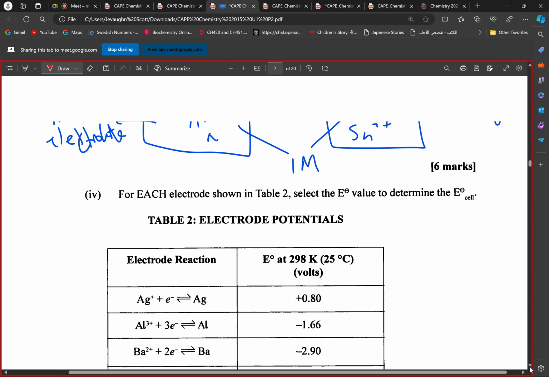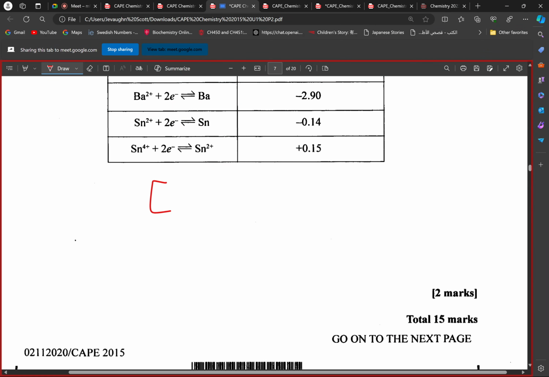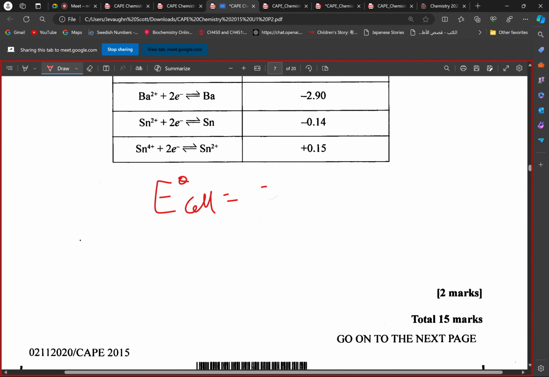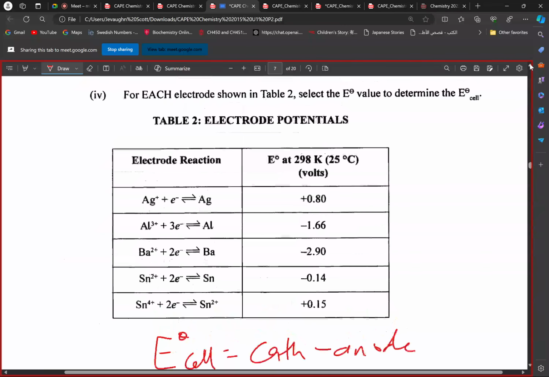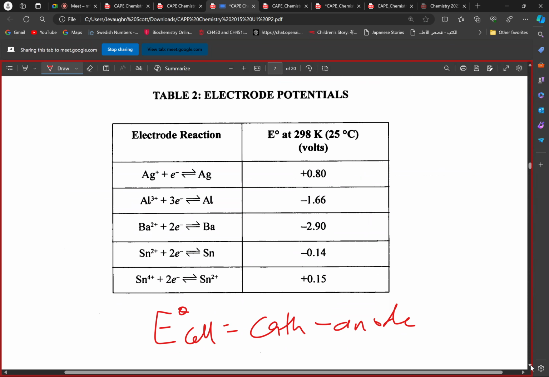How do you find E cell? E naught cell. We did it in the first marathon. Sir, cathode minus anode. Alright, the cathode minus the anode. Lovely. So what's our cathode here? Aluminium, right? So we have aluminium.